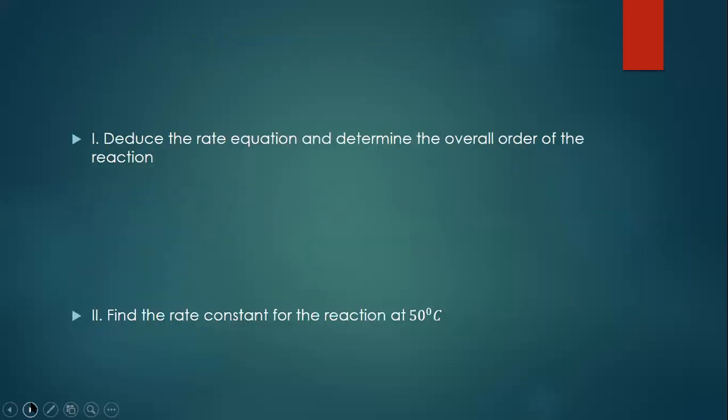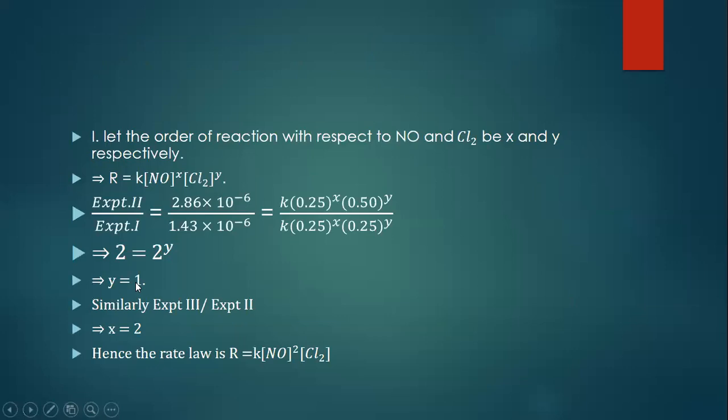Okay. So that is why you have y being equal to 1. So when you do a similar analysis for experiment 3 over experiment 2, you arrive at x being equal to 2. So when you substitute the various orders, you get your rate law like this. So x was 2 and y was 1. Is it clear? I hope it's clear for everyone.